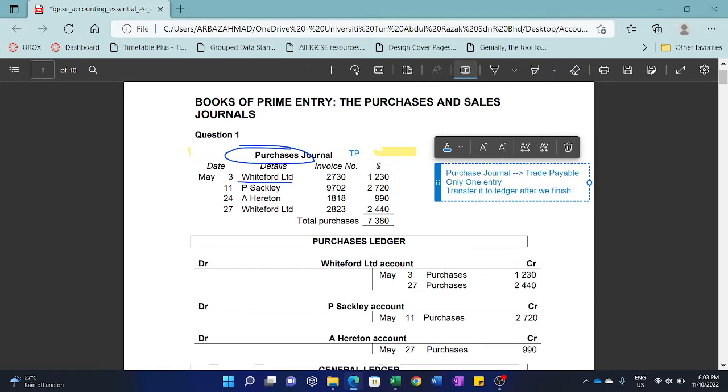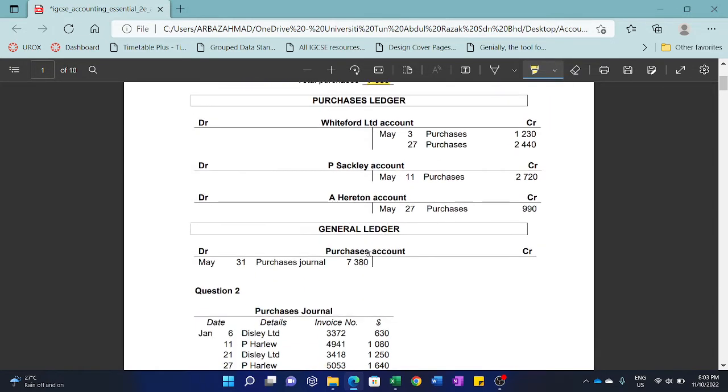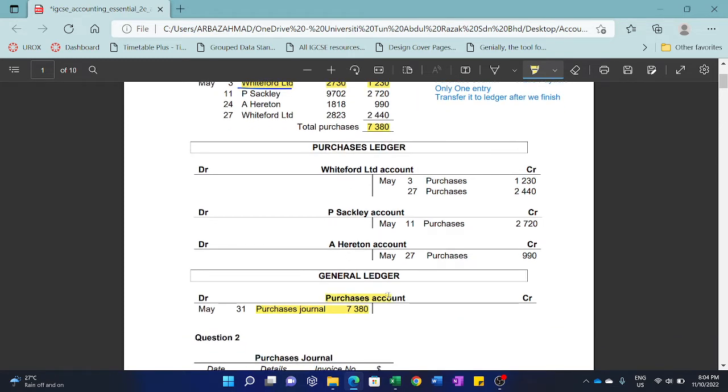After we finish, or after the month, let's say, because they have given a couple of entries. So all these are the names of trade payables, and we record the invoice number, and then we record the amount, and then we total up the amount and we transfer it to the purchase account. The total amount goes into the purchase account, okay, not in the purchase ledger. Purchase account falls under the general ledger. Under the purchase ledger we have trade payables. Maybe I can write here, purchase ledger is the trade payables account.